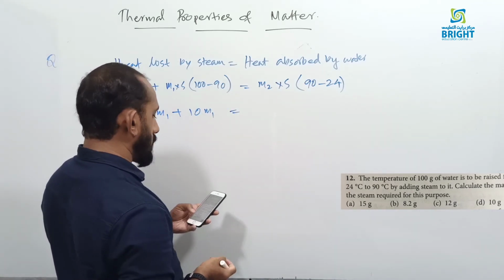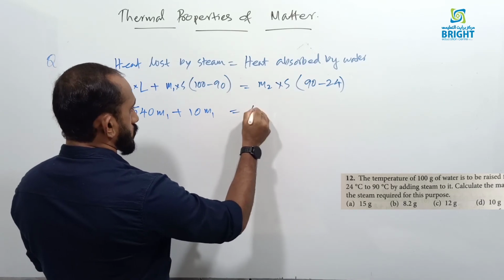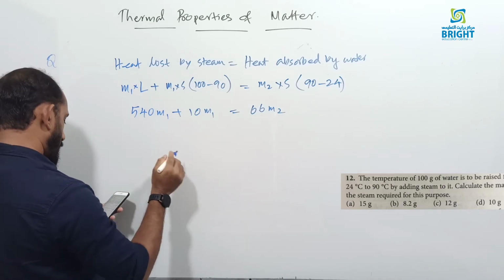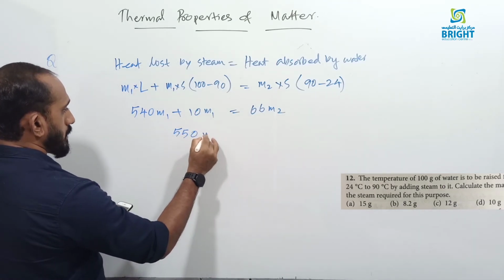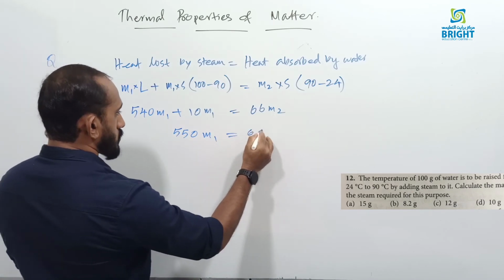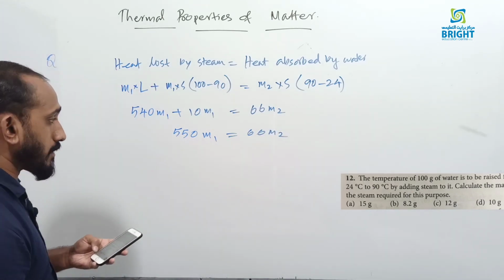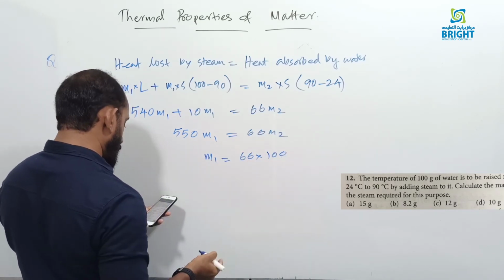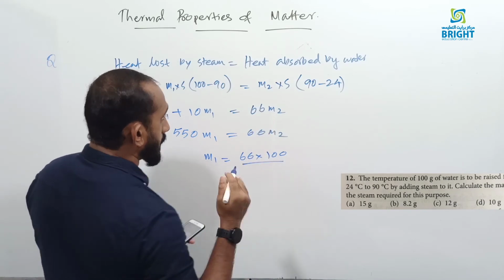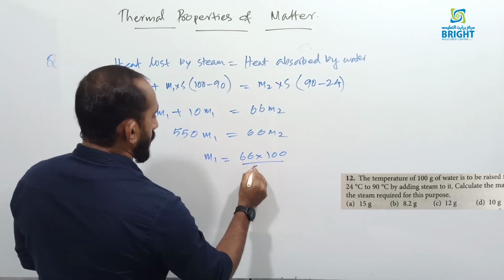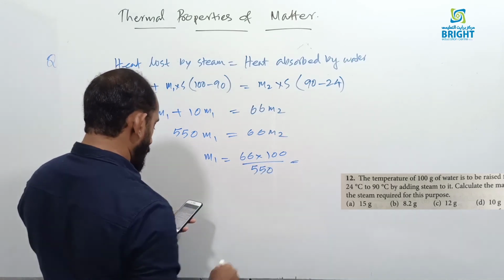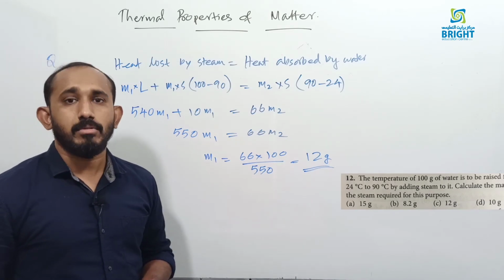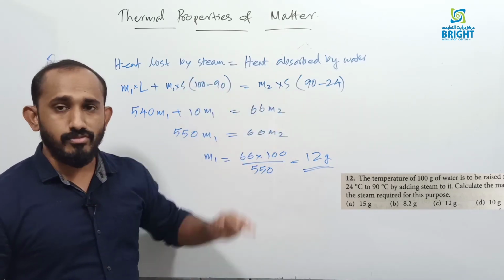That is 66, 66 into 1 into M2. So 66 M2 you can put. So that will be 540 plus 10, that is 550 M1, is equal to 66 M2. You have to find M1 actually. So M1 is equal to 66 into 100 grams of water, M2, divided by 550. So if you divide it, it will become almost 12 grams. So we need 12 grams of steam to raise the water's temperature from 24 to 90.